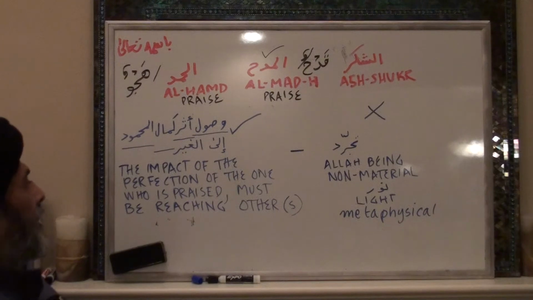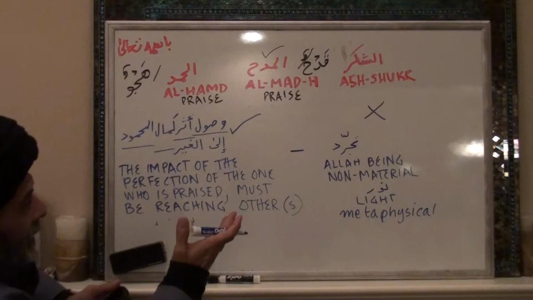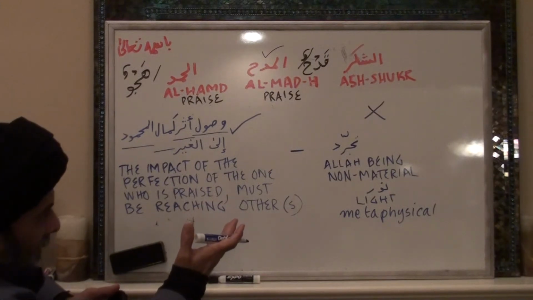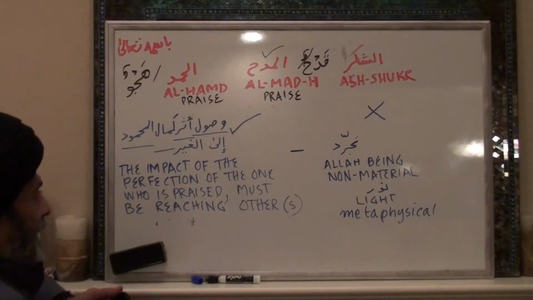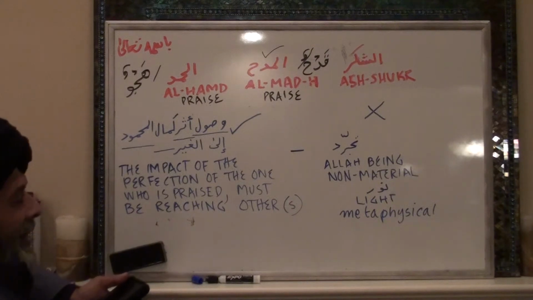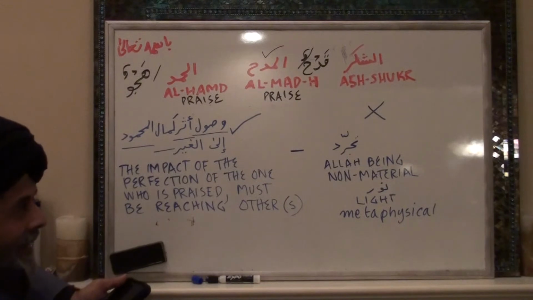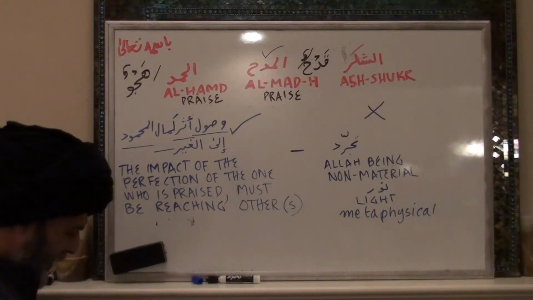So this is one of the kamalat and attributes of perfection for Allah subhanahu wa ta'ala. But the impact of Allah being non-material is not reaching any of the others in the universe. Am I receiving any impact from Allah's perfection of being a non-material entity? No. I'm not receiving any impact from this attribute of perfection of Allah.